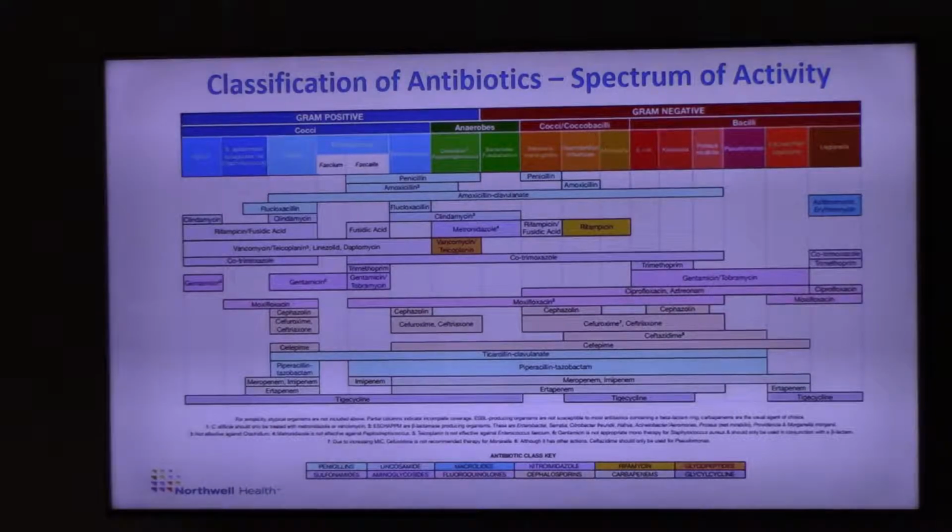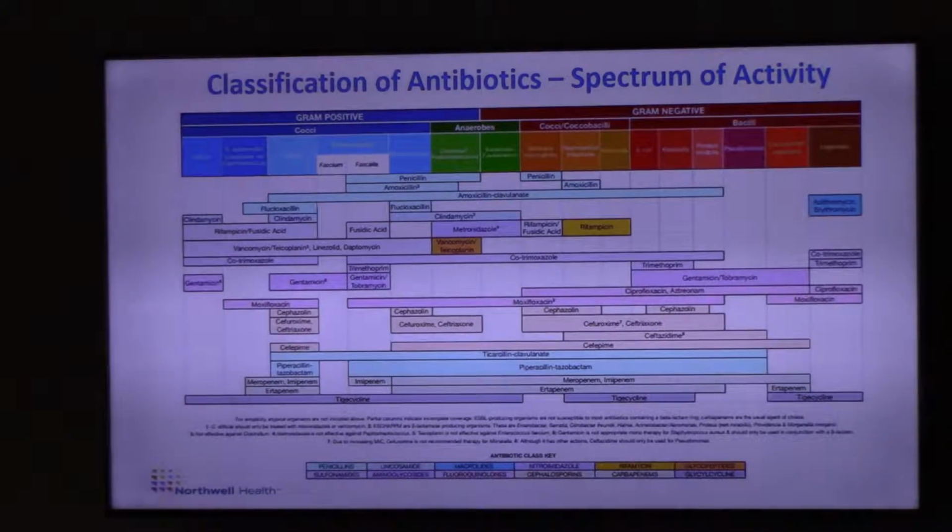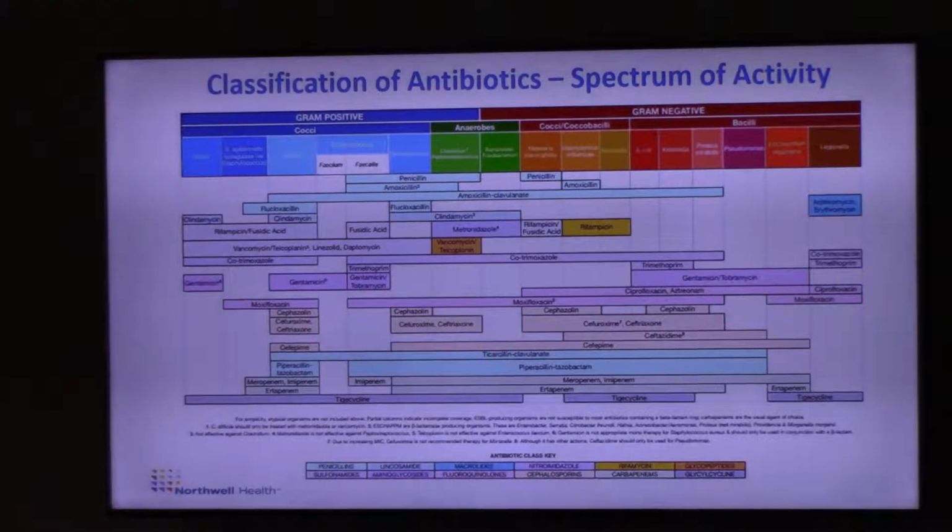And obviously there are some agents that are very specific, such as Zithromax, that is only used for atypical pathogens and pneumonia, such as Legionella and Mycoplasma and things like that. So again, this is just a guide to let you know that there's a difference between all of these.